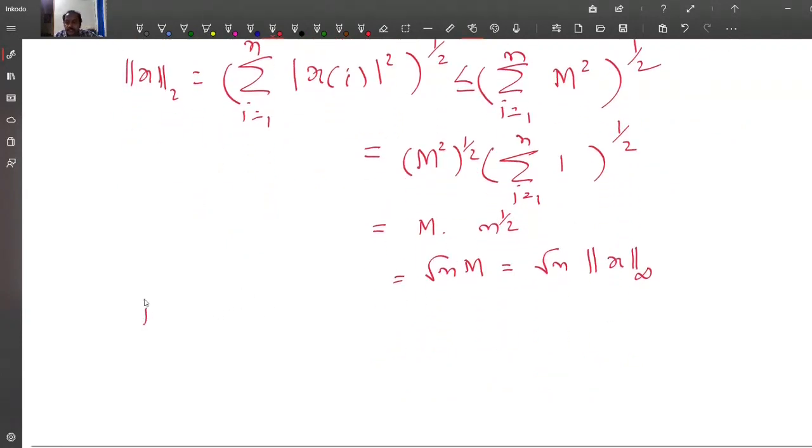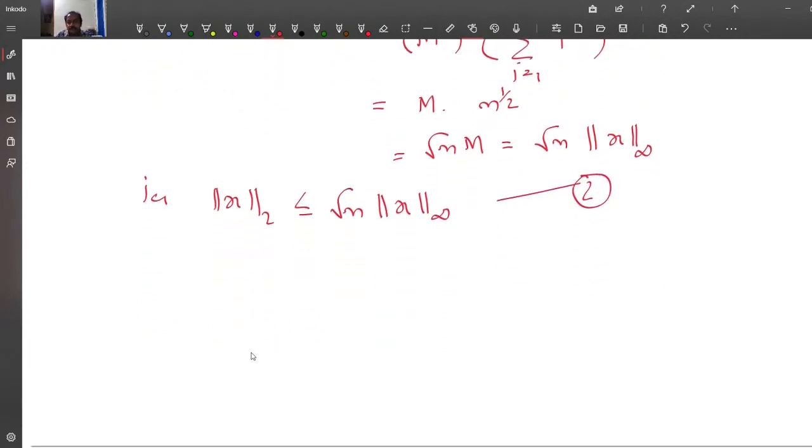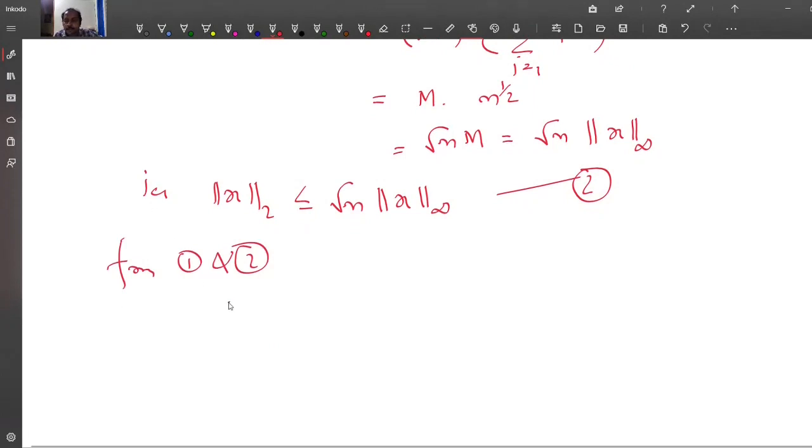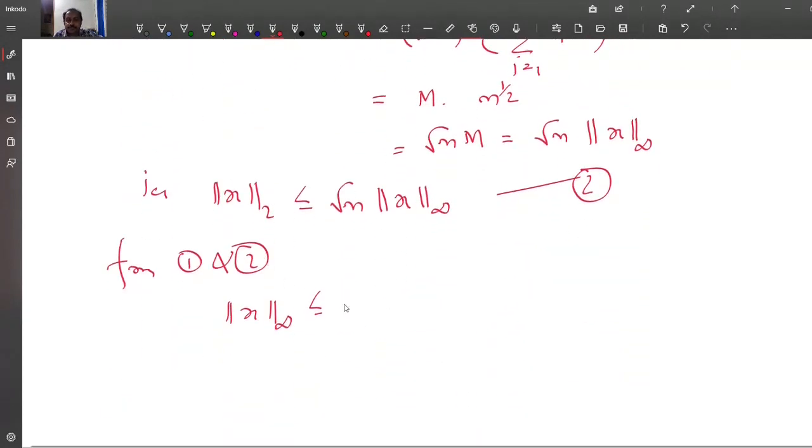That is, the 2 norm of x is less than or equal to root n into the sup norm of x. This is equation 2. So from 1 and 2, the sup norm of x is less than or equal to the 2 norm of x, which is less than or equal to root n times the sup norm of x.